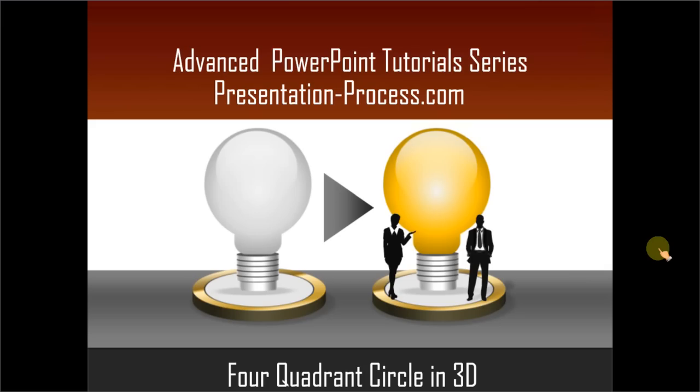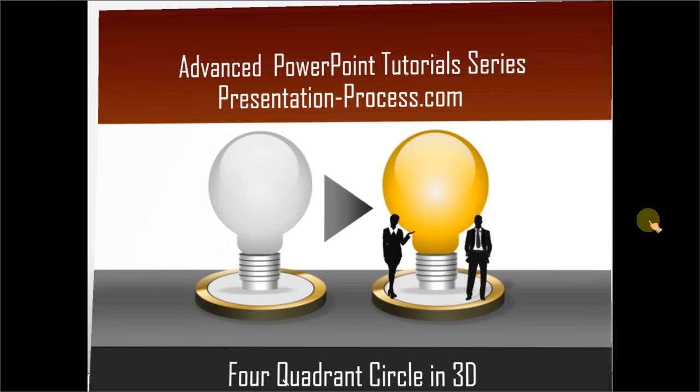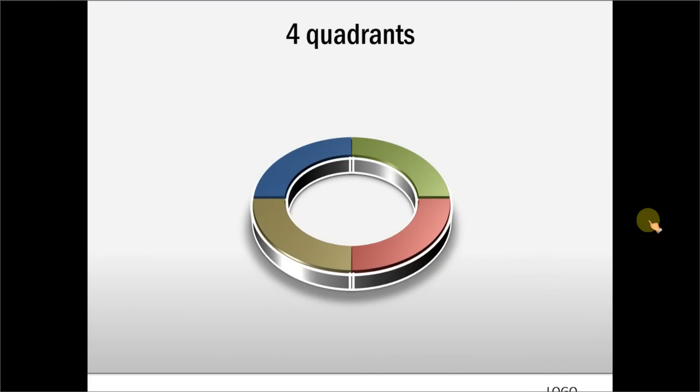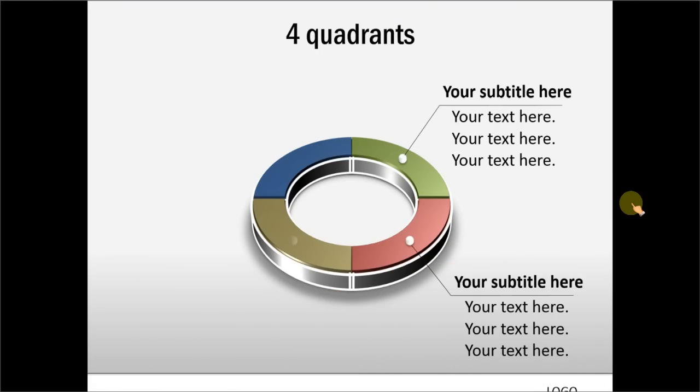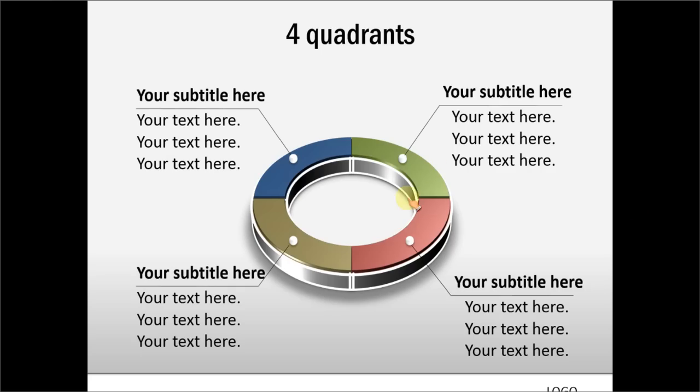In this advanced PowerPoint tutorial series, you will learn how to create a four quadrant circle in 3D. The four quadrant circle you will learn to create looks like this. When I add text, this diagram can be used to represent any of the consulting models like SWOT analysis, PEST analysis, etc. And it's a very useful consulting diagram for any business presentation. Let us see how to create this useful diagram from scratch by going to a new slide.